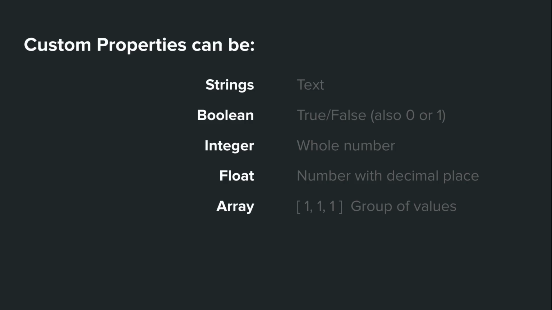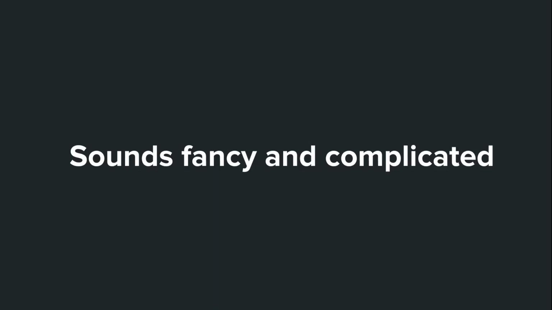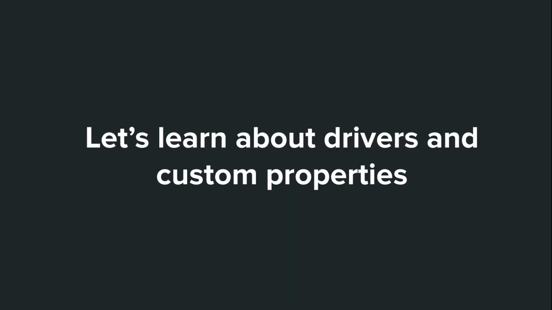A custom property can also reference an existing data block, that could be like a specific object in your scene. And finally, it can also be a single line Python expression. However, for this lesson, we're just going to focus on a float number that goes between 0 and 1. Now, all of this sounds pretty fancy and complicated, but really it isn't. Let me show you how easy it is. So let's get started and learn about drivers and custom properties.